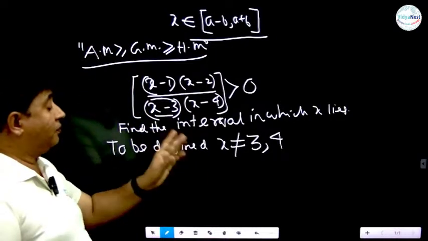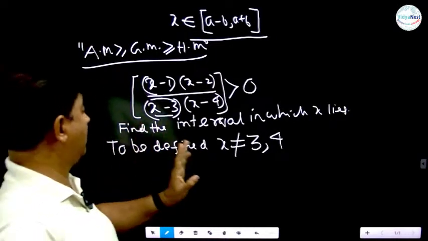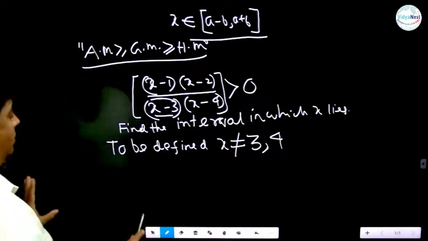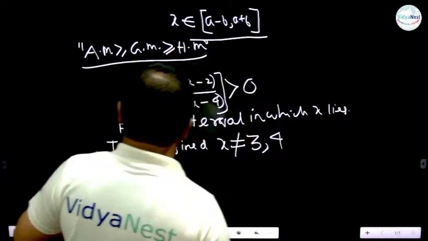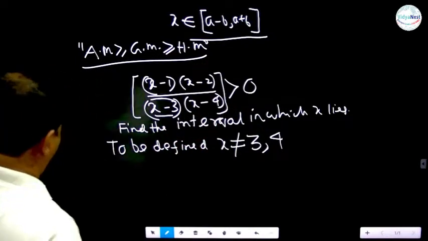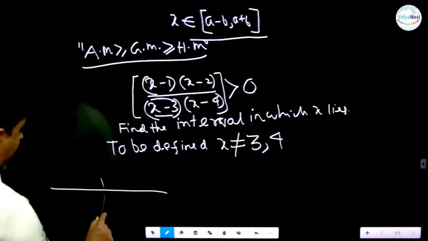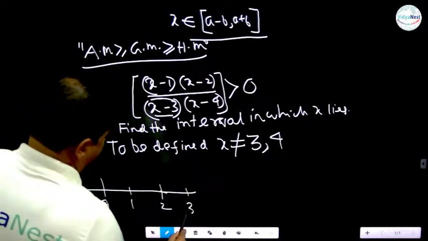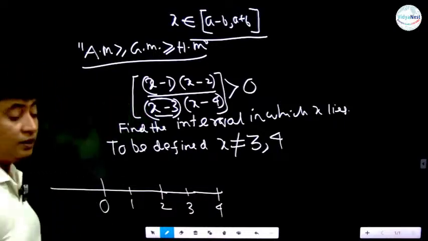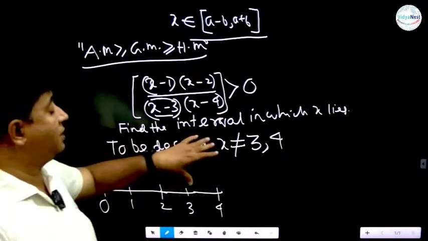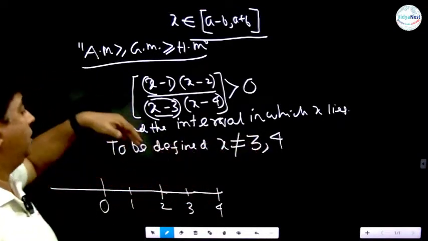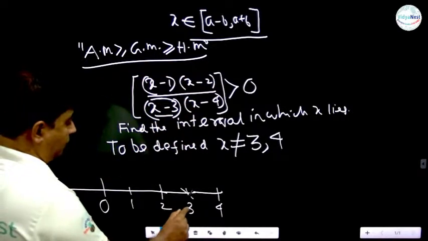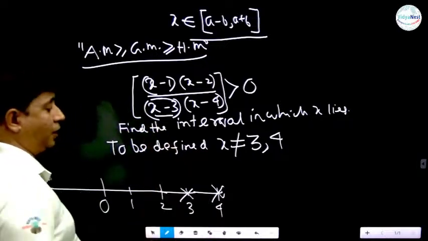Now, if I plot that concept by the wavy curve method on the number line, see: 0, 1, 2, 3, 4. Already we have excluded 3 and 4 to make the whole expression defined. So at 3 and 4, there must not be any point of x.